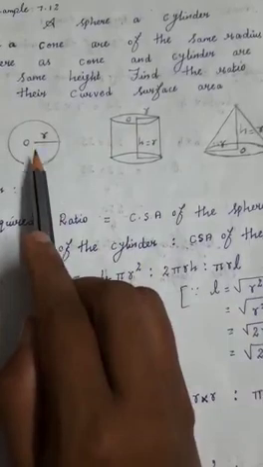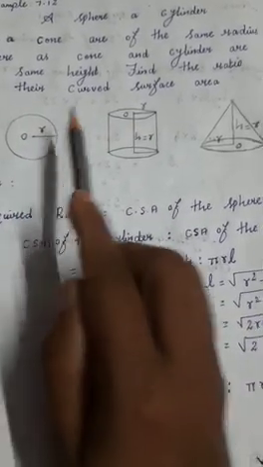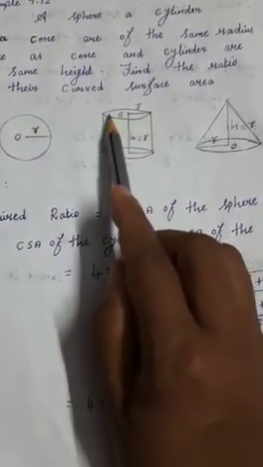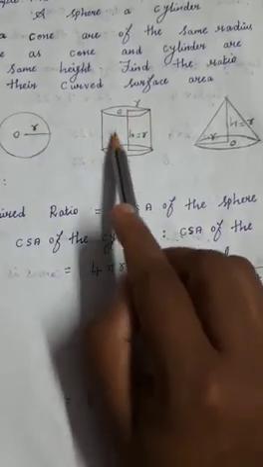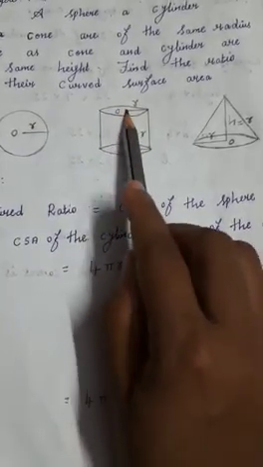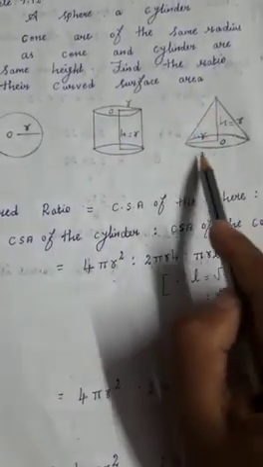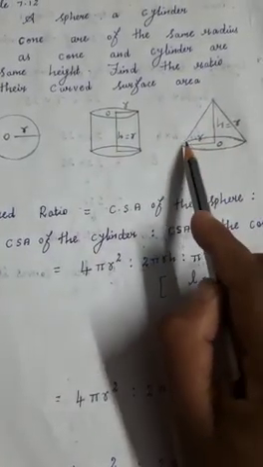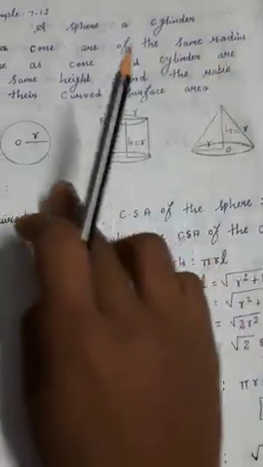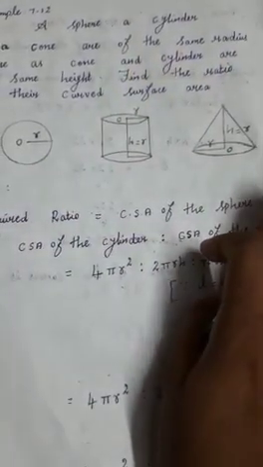So you know that in the sphere, this is the radius of a sphere. In the cylinder, you know that the top and bottom base are circles, so this is the radius, here this is the radius. Then the cone, the base part is the circle, so this is the radius. So for all the three shapes, the radius is the same, they have given.